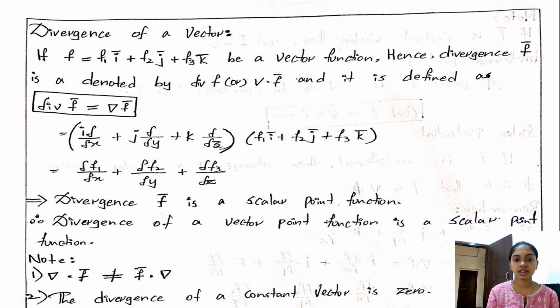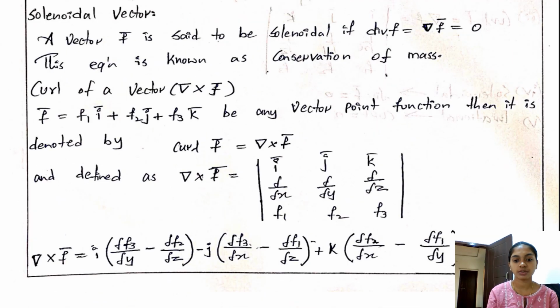Divergence of f is a scalar point function. Divergence of a vector point function is a scalar point function. Note, del · f is not equal to f · del. Divergence of a constant vector is 0. Coming to solenoidal vector, a vector f is said to be solenoidal if div f = del · f = 0. This equation is known as conservation of mass.